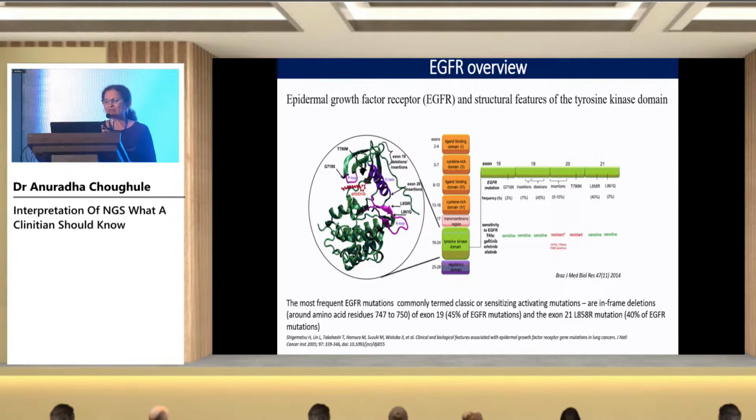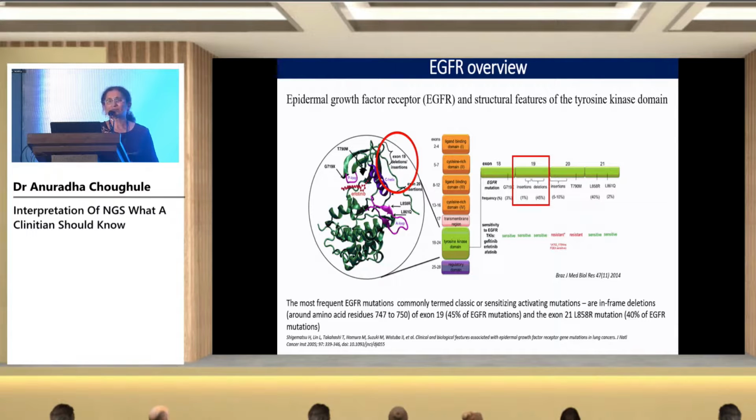So as you can see over here, it is divided majorly into exon 19 and 21, where you can see predominantly high mutations as compared to exon 18 and 20. The most frequent EGFR mutations, commonly termed classic or canonical mutations, are in-frame deletions of exon 19 and the exon 21 L858R as well.